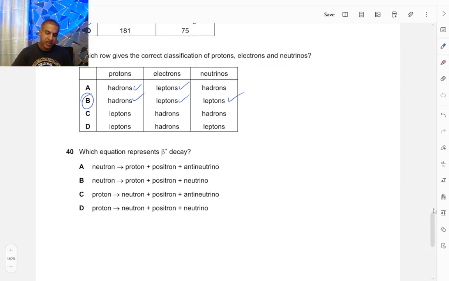Last question of the day. Which equation represents beta positive decay? That means this is a positron. So in positron emission, a proton converts into a neutron, and a positron is emitted with a neutrino. So D is going to be the correct answer. So that does it. We have done all 40 questions, and I'm sure every question is correct.